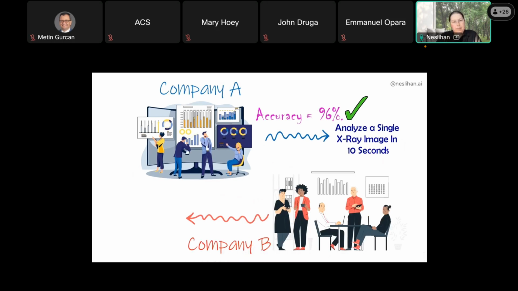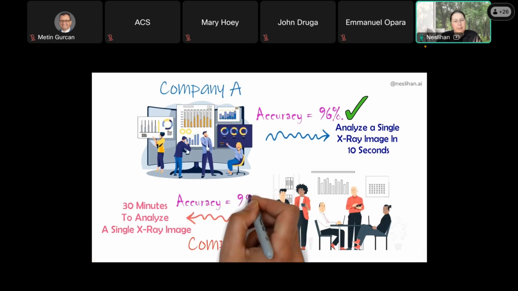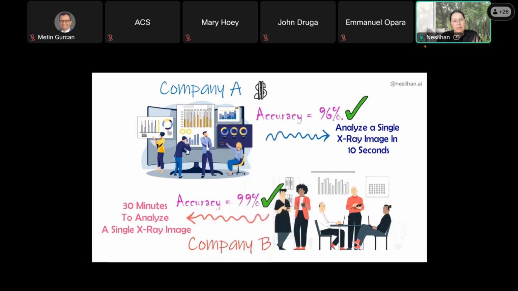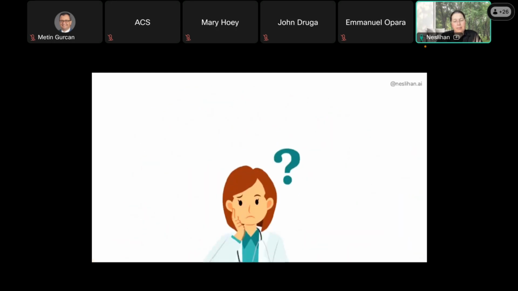Company B has a model that takes 30 minutes to analyze a single chest X-ray image, but they have an accuracy of 99% in detecting pneumonia, which the company is proud of. Both companies ask a similar price. Now, the question is, what would you decide?